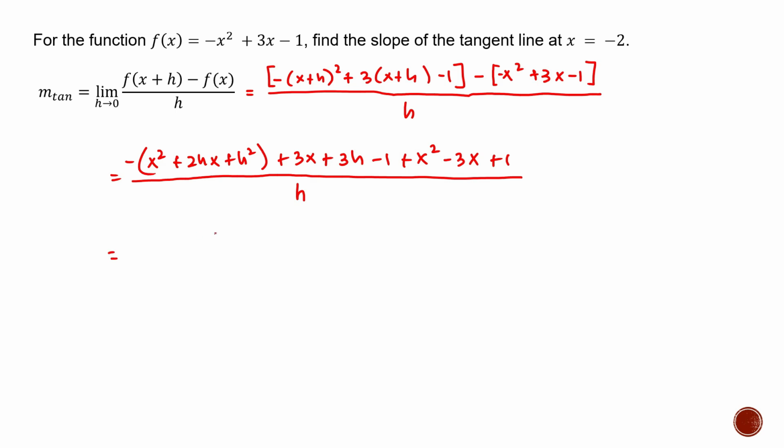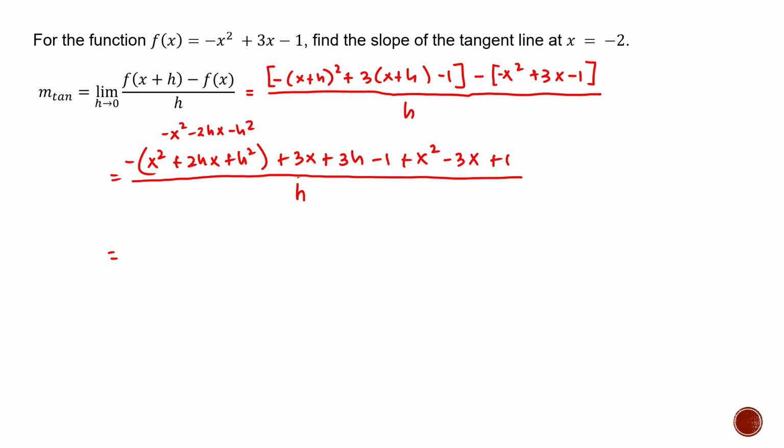Alright, and let's see if we can simplify something here. Now the one on top, I'm not gonna write this again. I'll just distribute this negative sign here. So I write the equivalent on top: negative x squared minus 2hx minus h squared. So that's just the equivalent of the first expression.